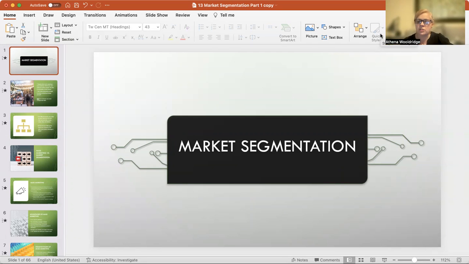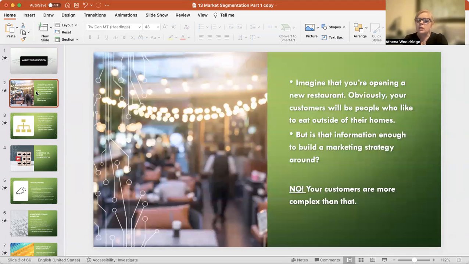So market segmentation is incredibly, incredibly important. Really any marketer working with all of the various elements will have to deal with market segmentation. Very few items, unless they're generic, will deal with something that is not segmented. And even those people try to do it. So let's think about this scenario first. Imagine that you're opening a new restaurant. Your customers are those who like to eat outside of their homes. That's a restaurant eater, correct?